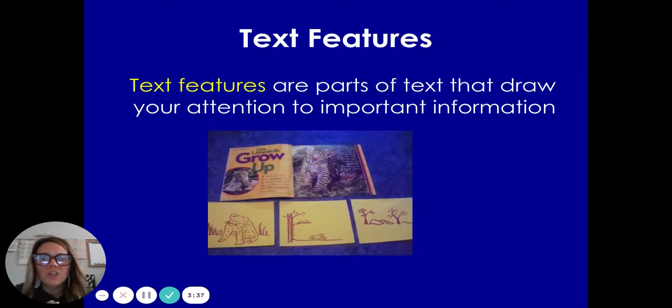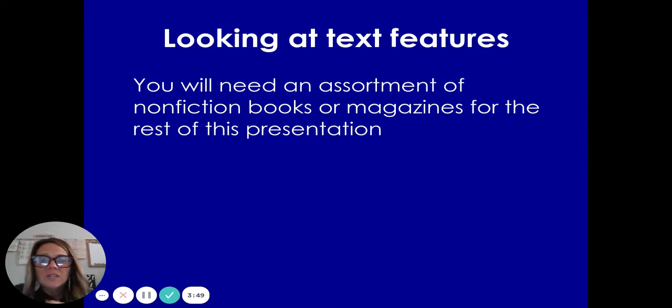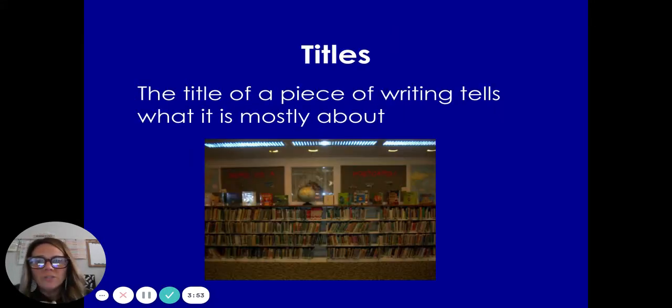So, text features are parts of text that draw your attention to important information, things the author doesn't want you to miss when you read. If we were in class, we would do this together, but I just want you to focus on the different parts of a story. The first thing is a title. Everybody knows what a title is, right? The title is the piece of writing that tells what it's all about.